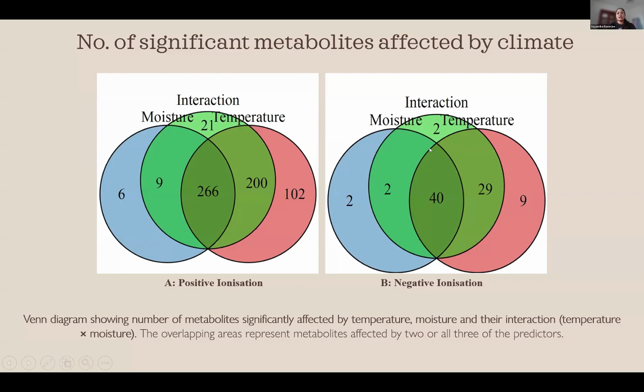So from this, again, we highlight the fact that interaction effects are important, and that the number of metabolites which were significantly affected only by a unique effect, only by temperature or moisture, is very less, and most of them are interacting with each other.